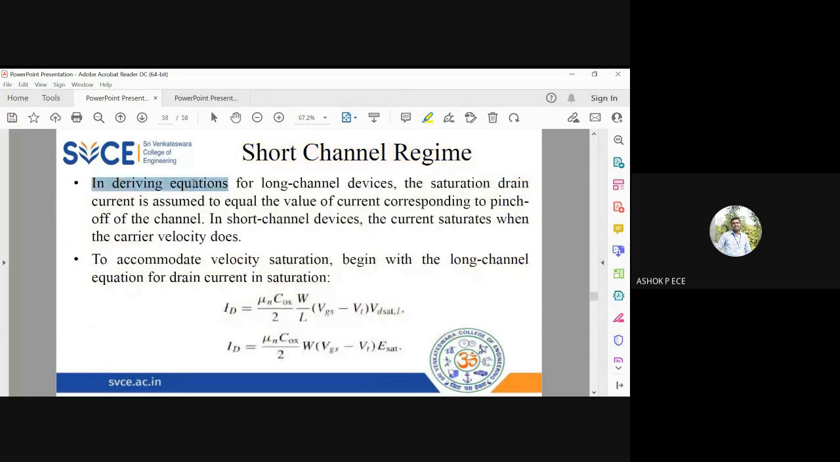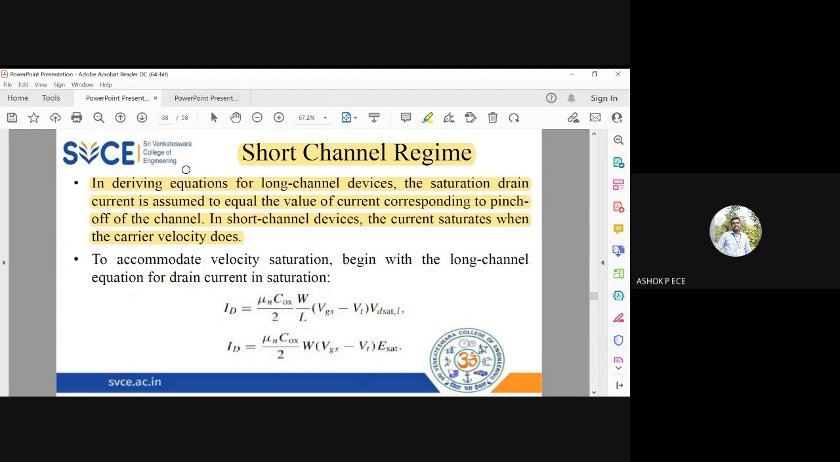In deriving the long channel device equations, saturation drain current was assumed to be equal to the value of current at the corresponding pinch off. But in short channel, the current saturates when the carrier velocity does. In short channel, we said that the velocity cannot increase beyond a particular point, right? So that is where you call it saturation. When the carrier velocity is going to saturate, we assume the current is also going to saturate. That is the condition for saturation.